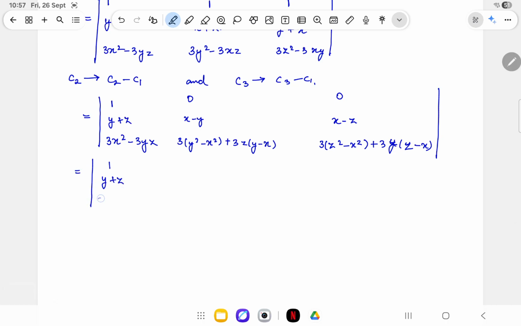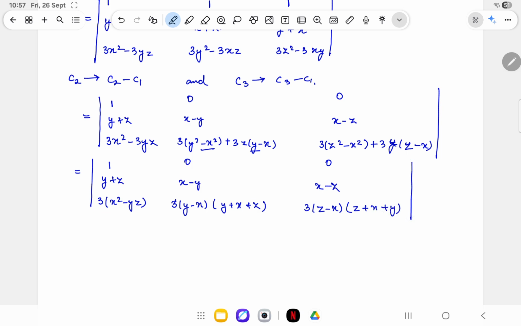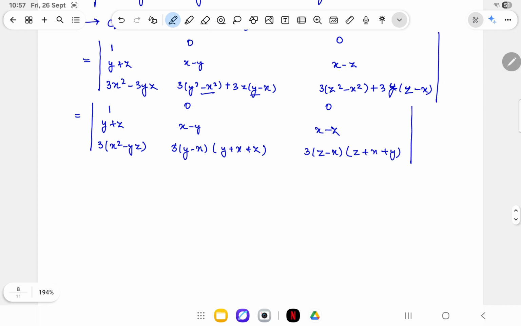So if we simplify it further, it will be equal to 1, y plus z, 3 into x square minus yz, 0, x minus y, and from these two terms you can pull out x minus y, basically 3y minus x. So you will be left with y plus x plus z. Likewise here 0, x minus z, and if you pull out 3z minus x, you will be left with z plus x plus y. Now you can expand this determinant with respect to row r1.